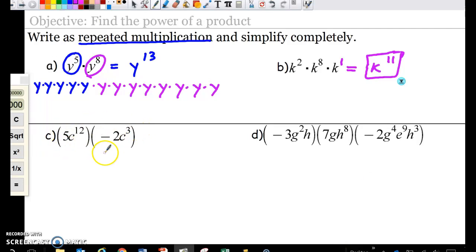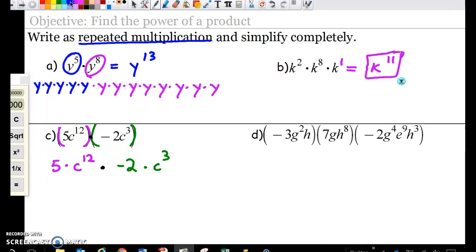Now we're getting some complicated stuff here. But don't be afraid. This is still just multiplying. If I wrote this out, it'd be 5 times c to the 12th in the first parentheses. In the second parentheses, it's times, again, I use a black dot between these. And then in the blue, it's -2 times c to the third.